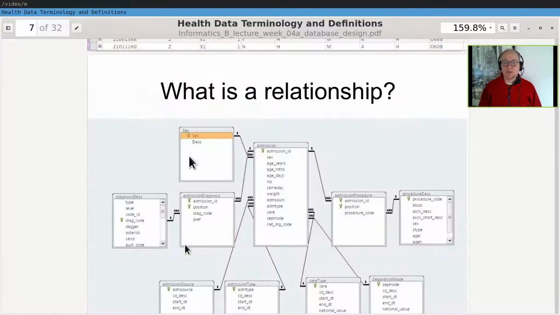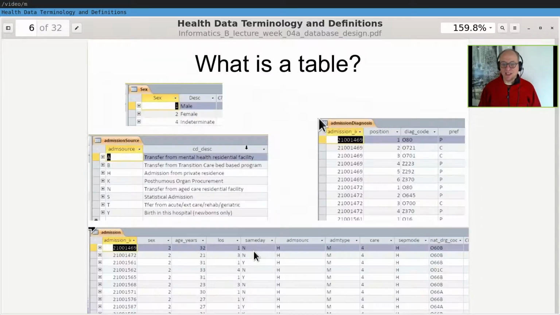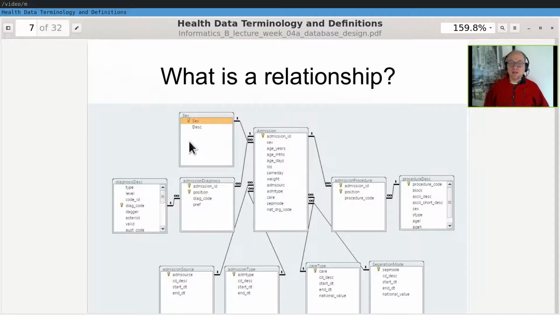Tables, relationships. Oh, I did it again. Pushed the wrong button. Relationships. So this is an idea of what the relationships look like. As I was implying earlier, we had these tables called admission, sex, admission diagnosis, admission source. They're here, and this is what they look like in Access, the Access relationship diagram.